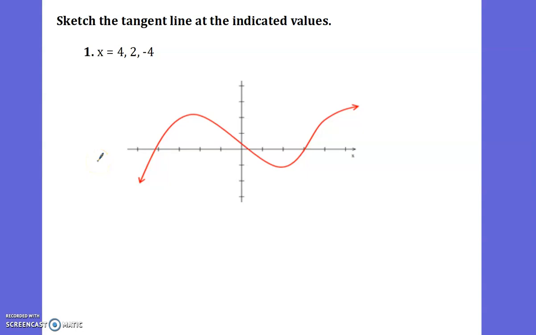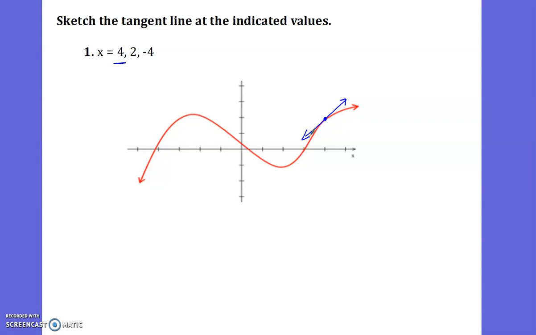So a tangent line is going to go through just one point on that graph. So let's first start with x equals 4. I go to my x equals 4 on the graph, and what I want to do is create a line that passes through just that one point. And that is going to represent the slope at that particular point. I know if I extended it, it would pass through more than one, but we're just looking at that particular part right there.